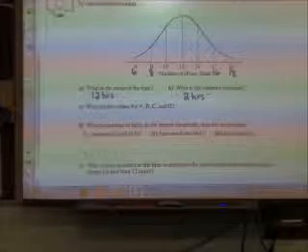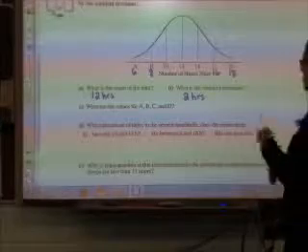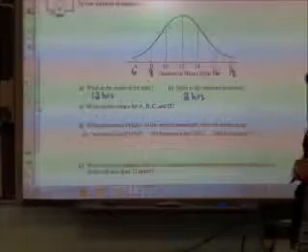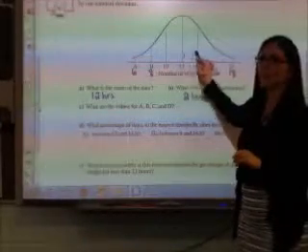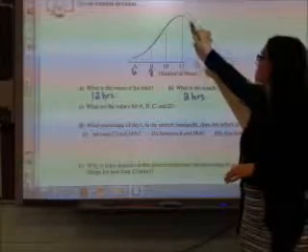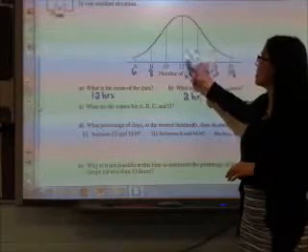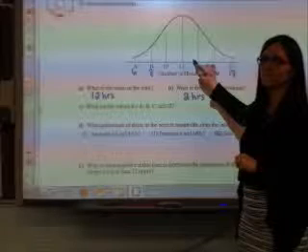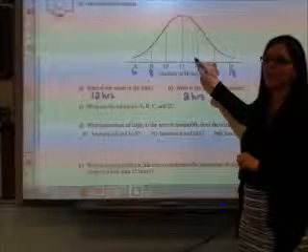What percentage of days, to the nearest hundredth, does the infant sleep between 12 and 14 hours? So on my normal distribution curve, what percentage was within one standard deviation? Look on the previous page.